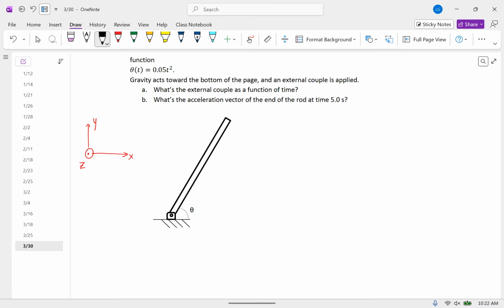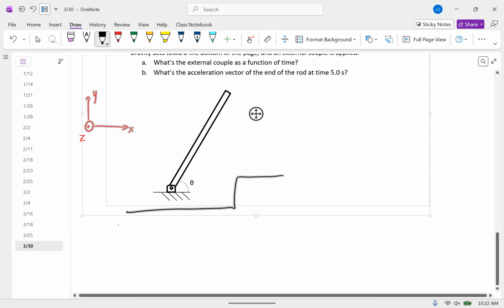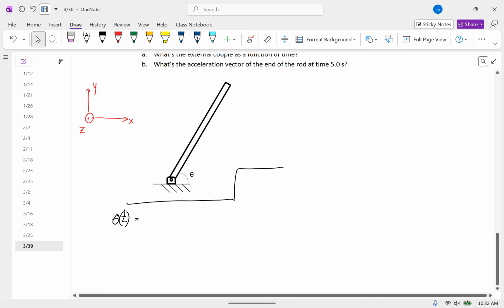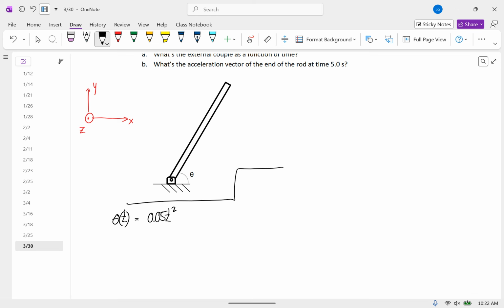Okay, so if theta is equal to 0.05 t squared, then by the definitions of angular velocity and angular acceleration, we know those as functions of time too. How do we get the angular velocity as a function of time?